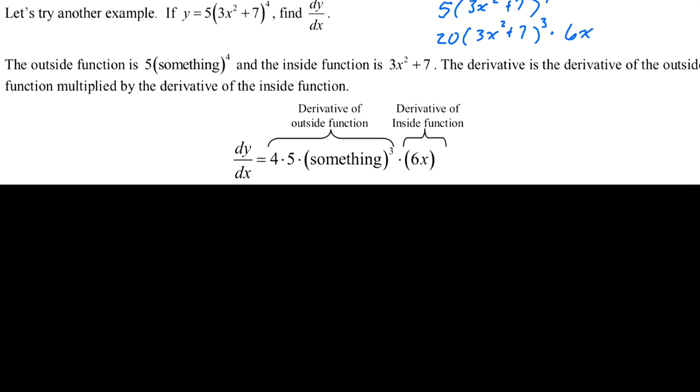So putting it all together, that would give you 120x times (3x squared plus 7) raised to the 3rd power.